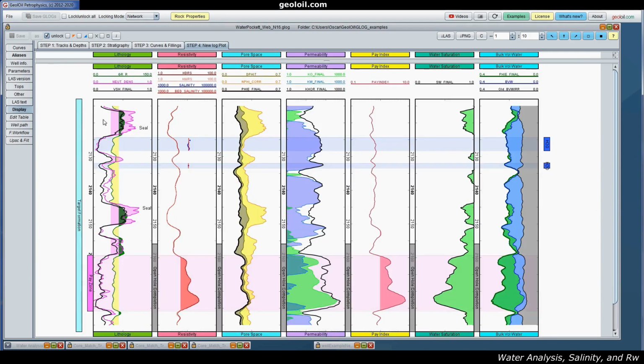You see that because of the behavior of the gamma ray, high gamma ray. We estimate the B shale from gamma ray, and also we can estimate the B shale from the difference between neutron porosity and density porosity. This is this pink filling and pink curve. Also, if you see in the pore space track the difference between neutron porosity and density porosity, that difference is related to the presence of clays.